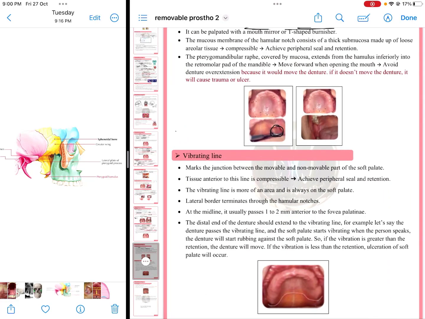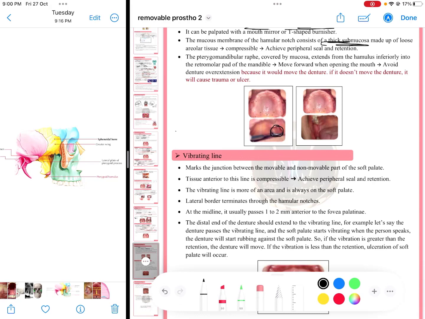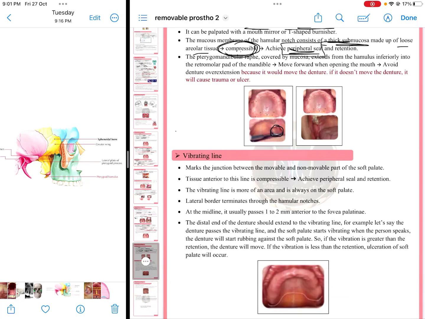So, why is it important? The mucous membrane of the hamular notch is thick mucosa, and it's made of loose areolar tissue. It's compressible. So what's the importance if it is compressible? We need it to achieve the peripheral seal. What's the meaning of peripheral seal?